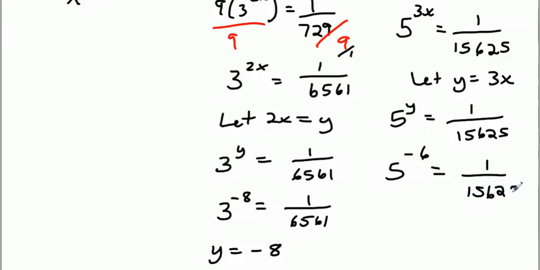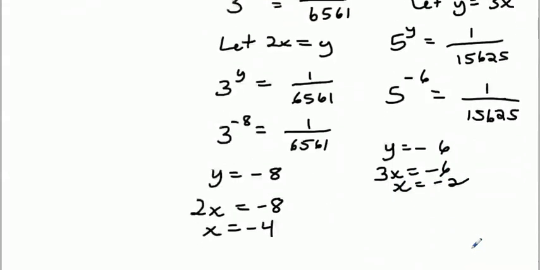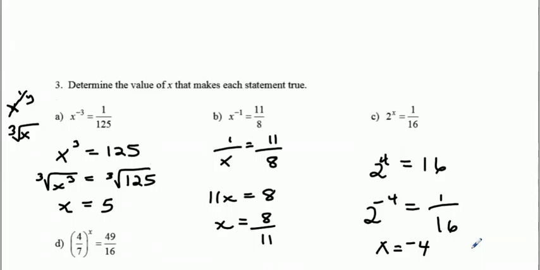Same idea here. It had to be a negative number in order for you to get the smaller fraction. And so y equals negative 6, and we had that 3x equals negative 6, so x equals negative 2. Okay? All right, hopefully you got that, and that's it. So go and practice zero and negative exponents, and thanks for listening.